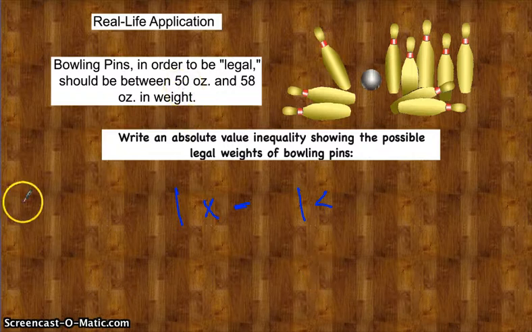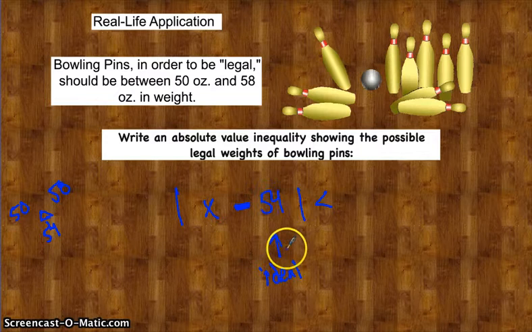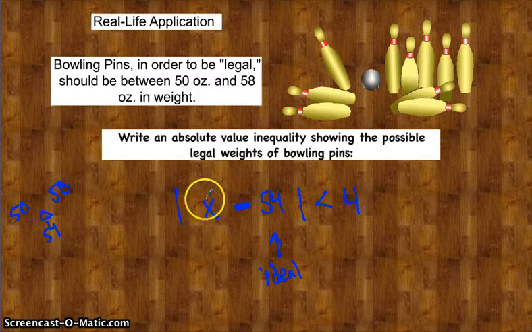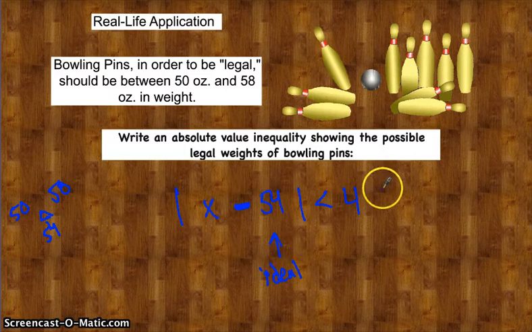Well, if we think about it, halfway between 50 and 58 is 54. So if I take any bowling pin and subtract the ideal, that's what I would call that, ideal weight of 54 ounces, the difference between those two shouldn't be more than 4 ounces either way. Well, any weight minus 54, well, if I take 50 minus 54, that's a negative 4, but the absolute value of that would be a positive 4. Well, is 4 less than 4?